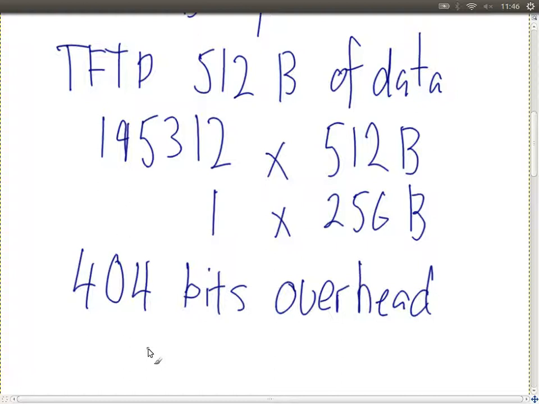Or another way to calculate that is to say, okay, the amount of bits in total, we have 100 megabytes of data, plus we have 195,313 chunks of overhead. So 195,313 times 404 bits is the overhead, and the data is 100 megabytes, the original data. And you add them together, and that's the total bits sent.